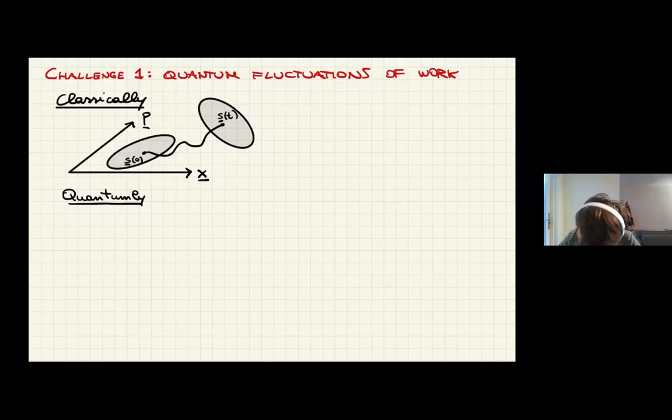And now, I'm thinking about closed system evolution, not because it's the only interesting case, not at all, but because it's actually the simplest. And if you cannot answer the question even in the simplest case, then it means that there is something interesting going on. The amount of work that I need to put into the system to do this transformation, given that I started from state S of 0, is of course deterministic. It's just the energy of the point S of t minus the energy of the point S of 0.